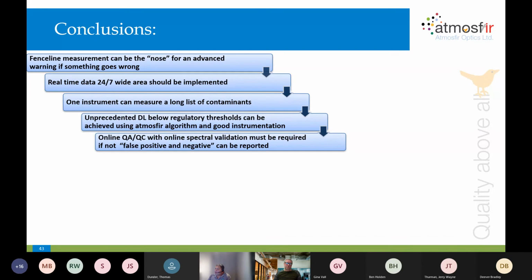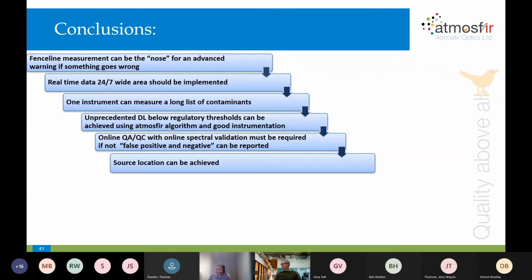Now imagine, like in California, you report to the public, and we're going to see in next week's presentation what people report to the public. And believe me, you don't want to be in this situation that you report high concentration that never been there. So spectral validation must be required. If not, a lot of false positives and false negatives can be reported to the public.